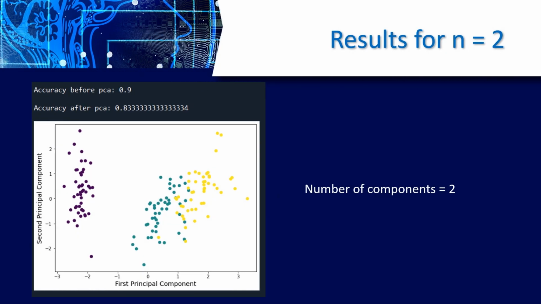And when the number of components is 2, when we display the same with the components 2, we get accuracy as 0.83. Here the accuracy has dropped because we can see at a few places the green and the yellow clusters have overlapped, and that is why the accuracy has dropped from 90% to 83%.